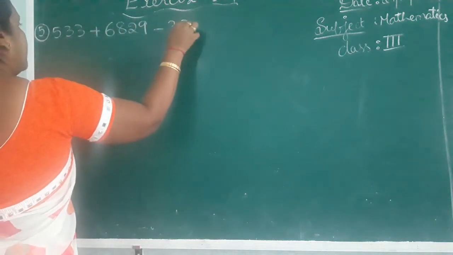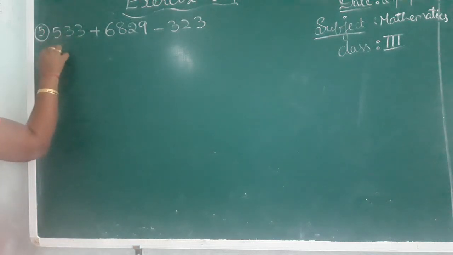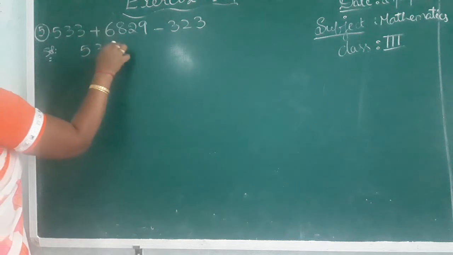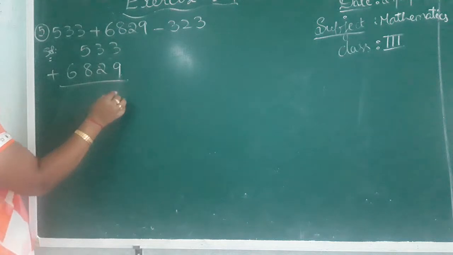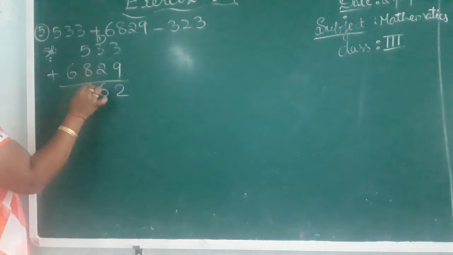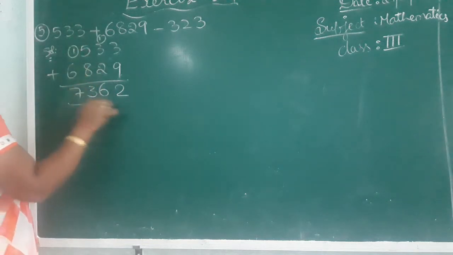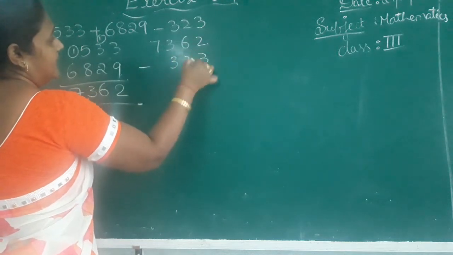533 plus 6,829 minus 323. Okay, first add those two, as they given for us. Here direct addition was given, so no need to change the digits or add alternate numbers here. Just add it. 533 plus 6,829. 9 plus 3, 12. Write 2 here and 1 up. 3 plus 1, 4, 4 plus 2, 6, 5 plus 8, 13, 6 plus 1, 7. So 7,362 minus 323. 2 minus 3.